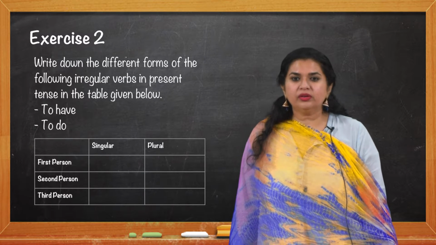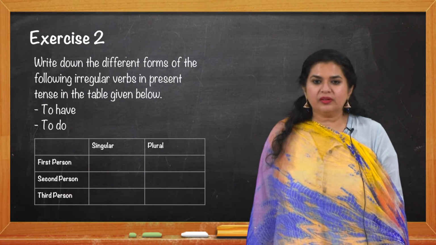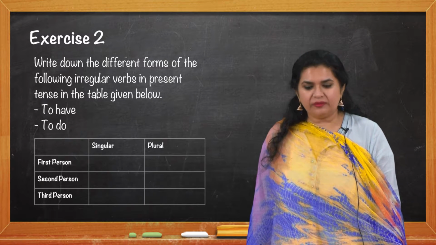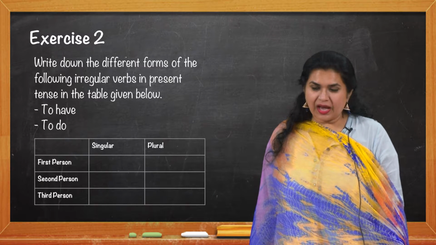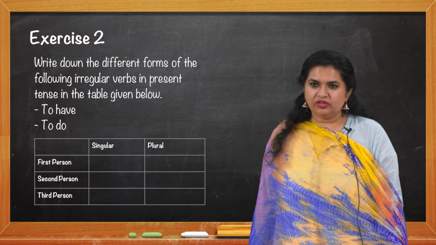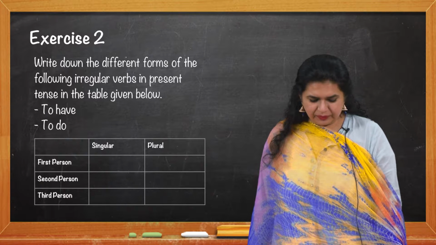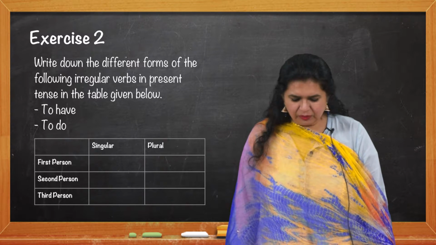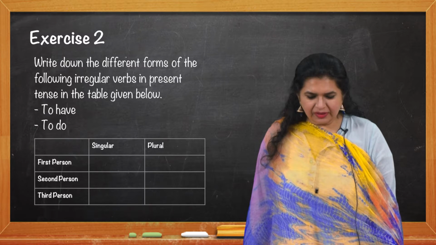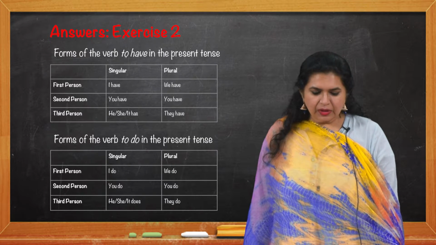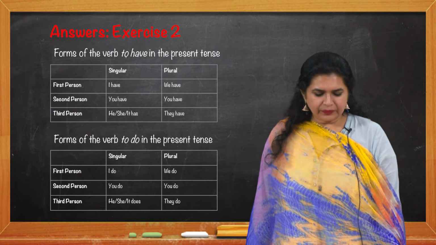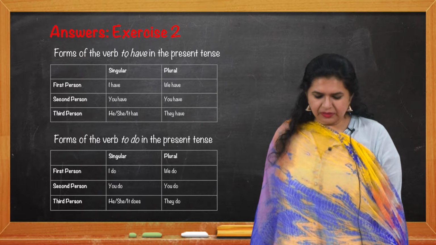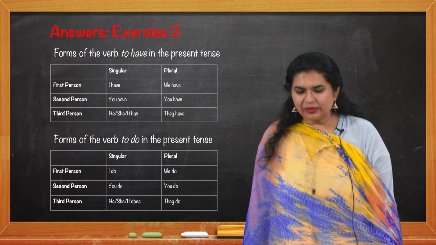Exercise 2: write down the different forms of the following irregular verbs in present tense in the table given below. To have, to do. First person, and you have to write have. I, you, he, she, it, they, and then second person, third person. Second person you, and third person he, she, it, and you have to look at singular as well as plural. So, look at the solved exercise here. Forms of the verb to have in the present tense. First person, I have, plural, we have. Second person, you have, plural, you have. Third person singular, he, she, it has, and plural, they have.